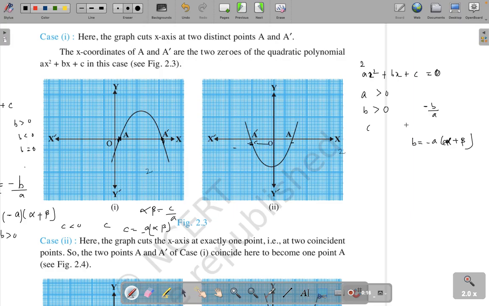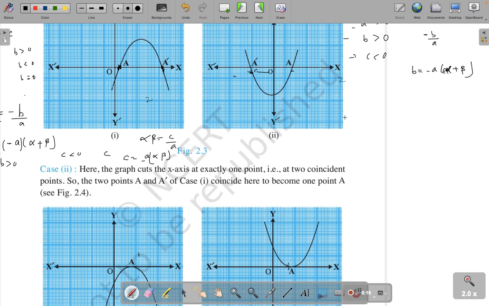What about c? c should be negative, because alpha beta is negative and a is positive. Okay, any doubt? So this is easy. To count the root, it is very easy. But to tell the sign, you have to do some interpretation.